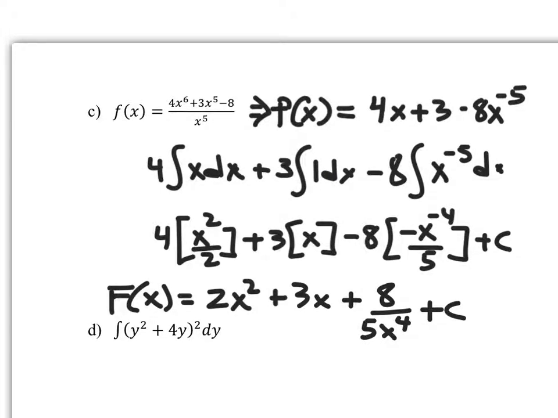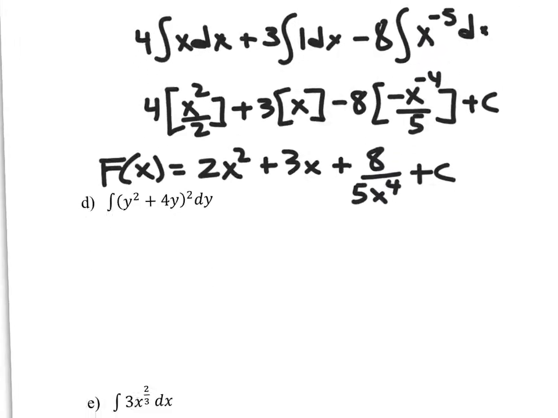Alright, so there you have it. I just did the integral of x, which is x squared over 2, multiplied by 4, reduce that to 2x squared. Integral of 1 dx is x, 3 times that is 3x. Notice the two negatives here will cancel to make that positive 8 over 5x to the fourth, and then plus c on the end. Alright, let's look at one more before the end of this lesson, or two more I guess.